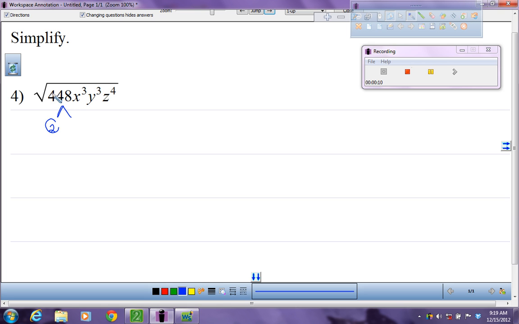So if I divide the 4 by 2, I get a 2. If I divide the 4 by 2, I get another 2. And the 8 by 2, I get a 4. So 2 times 224 is 448. Again, it ends in an even number. I know I can divide by 2.